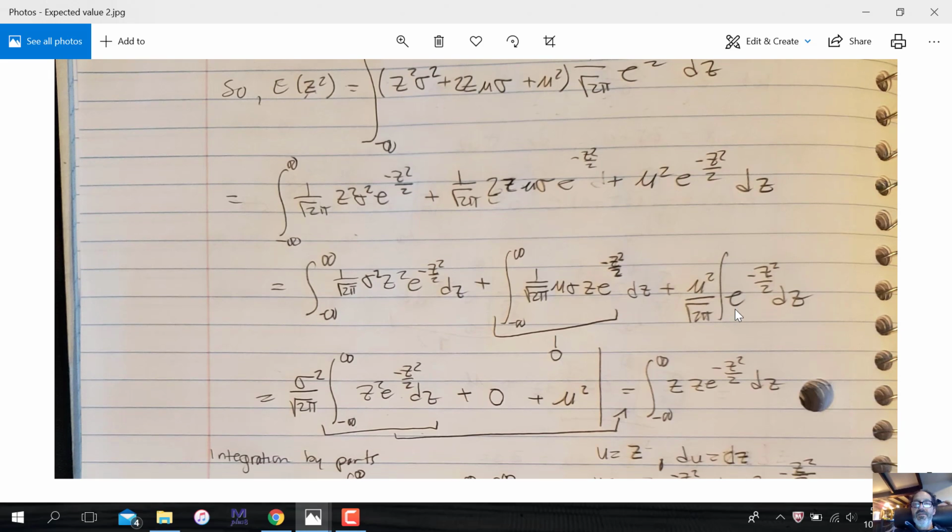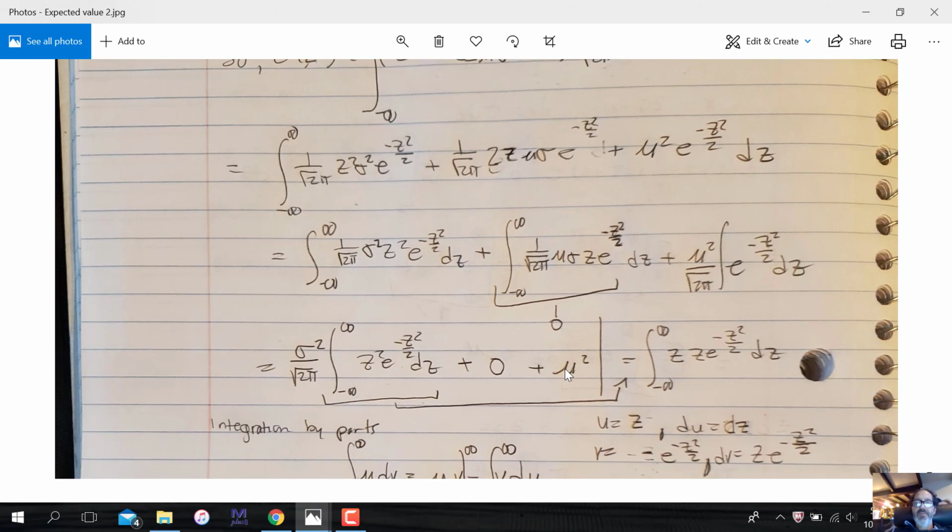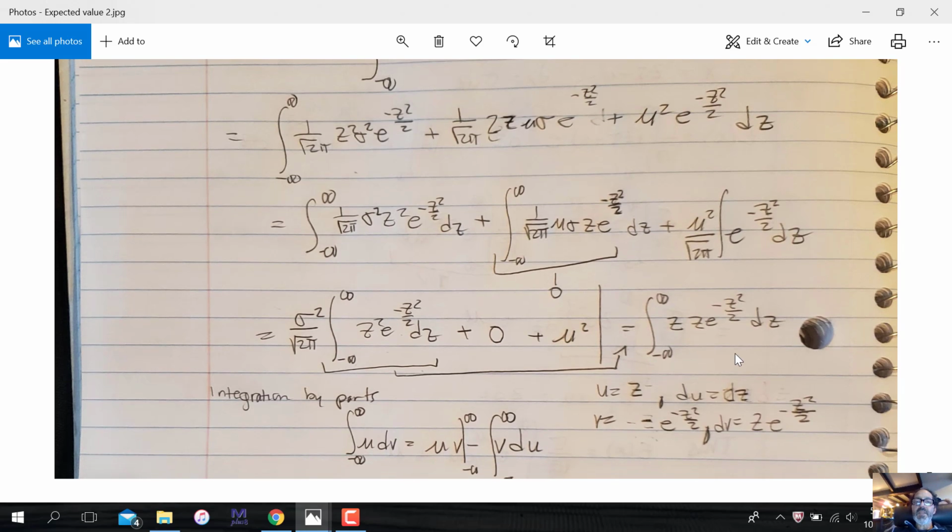This right here, well, this is mu squared times 1 over square root of 2 pi e to the minus z squared over 2. Well, we know that this is just the PDF of the normal distribution. So this sums to 1. So really we get mu squared times 1. So what we get left is this whole first integral here plus 0 plus mu squared. Pretty cool. So let's focus just on this first integral.